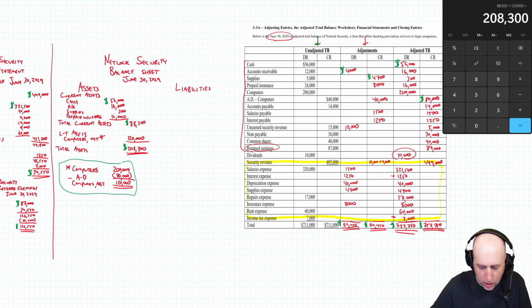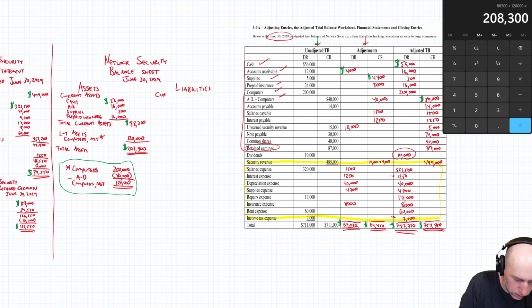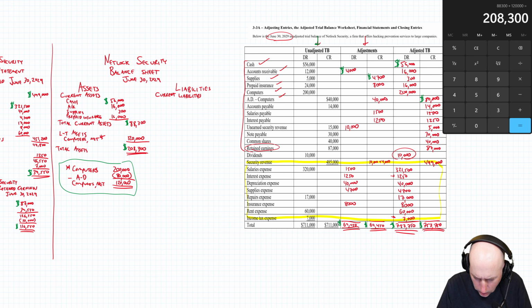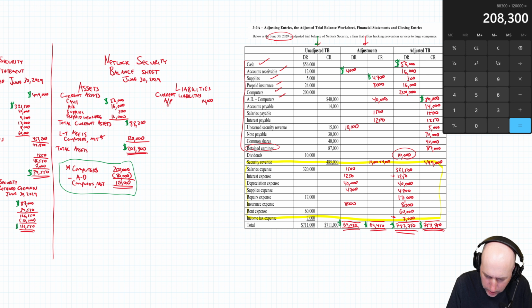And again, we're just working our way down the list. We did all the assets: cash, AR, supplies, prepaid insurance, computers, AD, and now we're on to liabilities. And I think they're all current. So let's list them out and see if we have anything long term, but I think everything is current. So first one is accounts payable, $14,000. List on the left, total on the right.